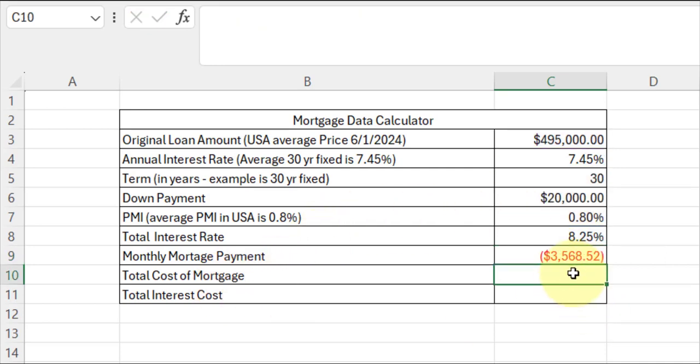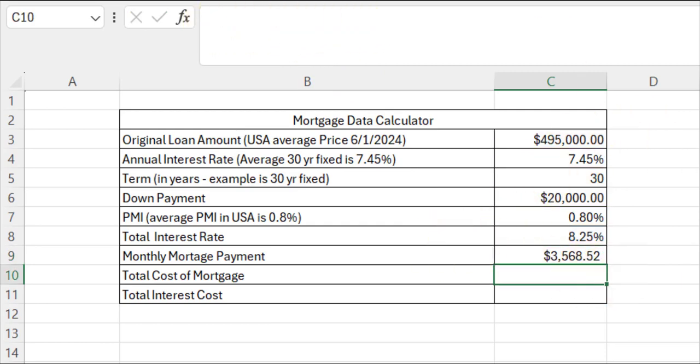So we hit enter there, and we have a negative. The reason why it's automatically negative in Excel is because it's seen as a deduct, an outgoing payment. We can make that positive if we want, just by putting a negative right in front of it. And if we hit that, then we got a payment like that.